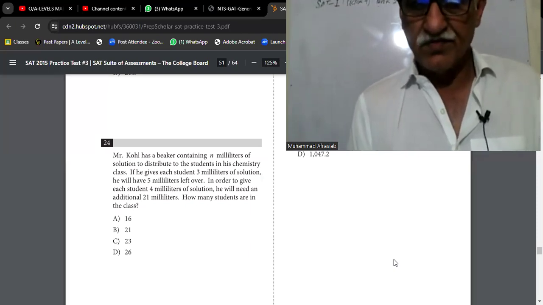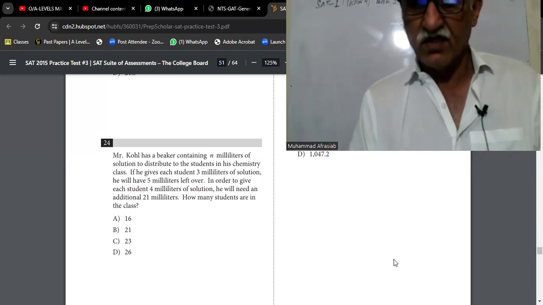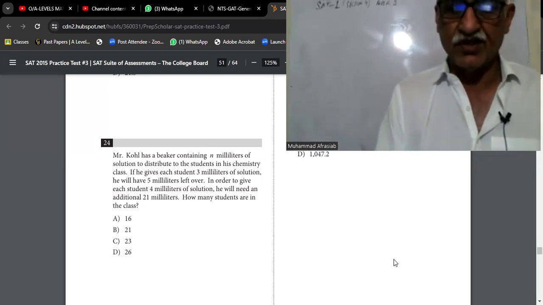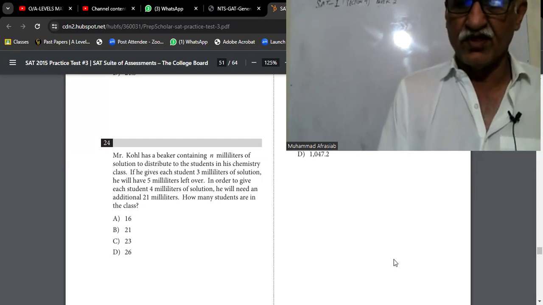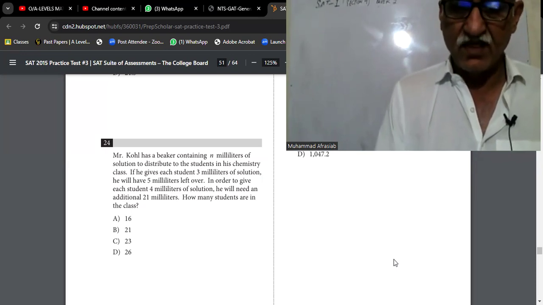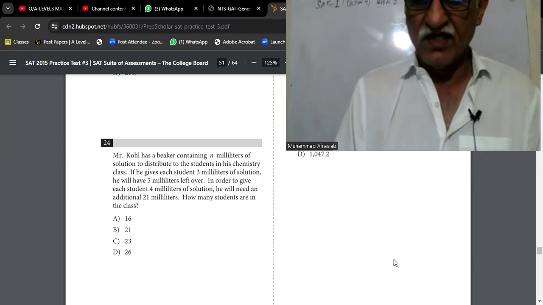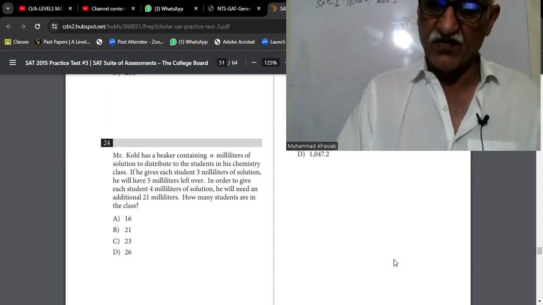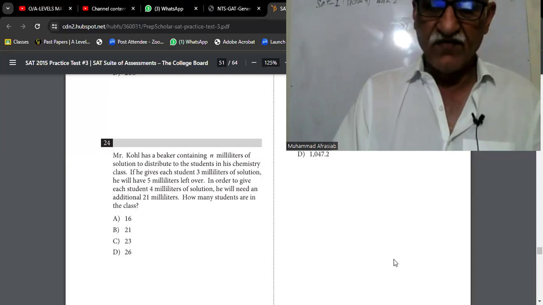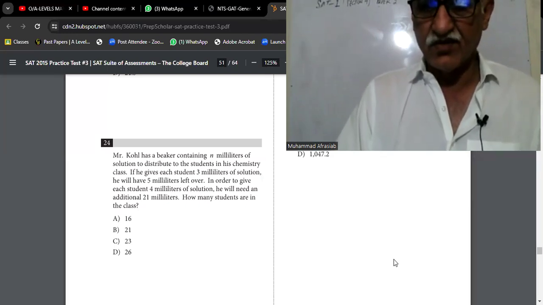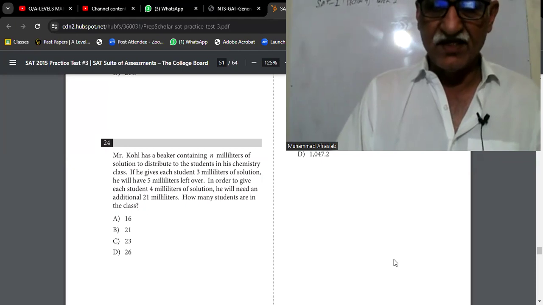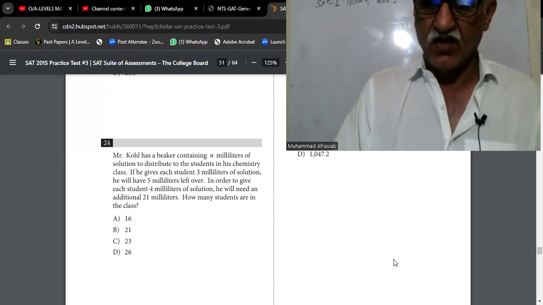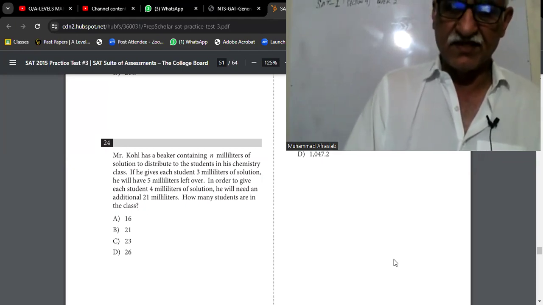Mr. Kohol has a beaker containing n milliliters of solution to distribute to the students in a chemistry class. If he gives each student 3 milliliters of the solution, he will have 5 milliliters left over. In order to give each student 4 milliliters of the solution, he will need an additional 21 milliliters. How many students are there in the class?